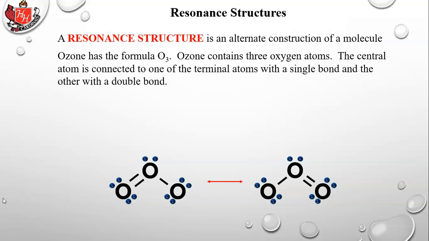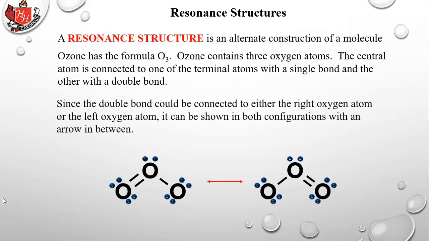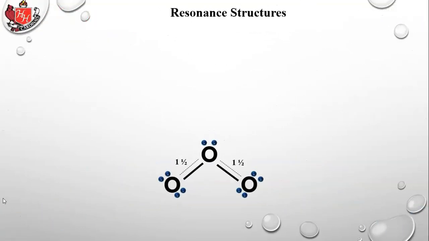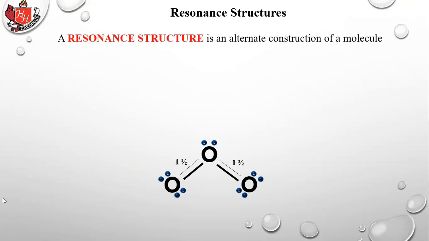So one way you can draw or symbolize resonance structures is to draw both of those possibilities and then put a double arrow between them to say that that's the resonance structure. There's another way to do it. Since the double bond could be connected to either the right oxygen atom or the left oxygen atom, it can be shown in both configurations with an arrow between them. So here's an alternate way to show a resonance structure.